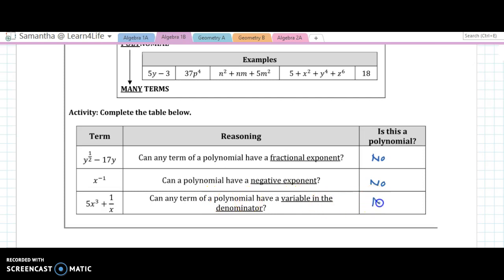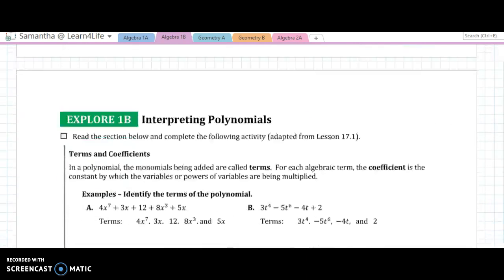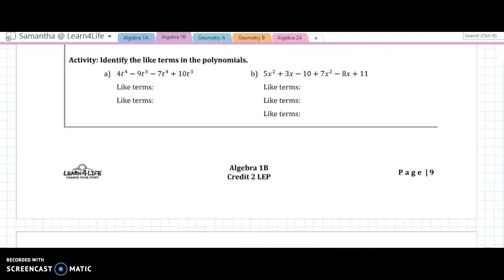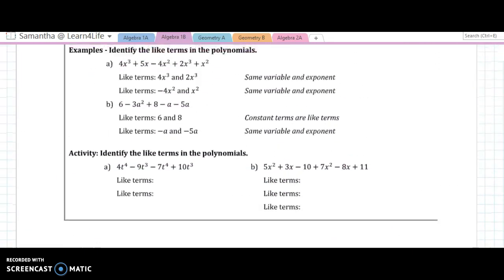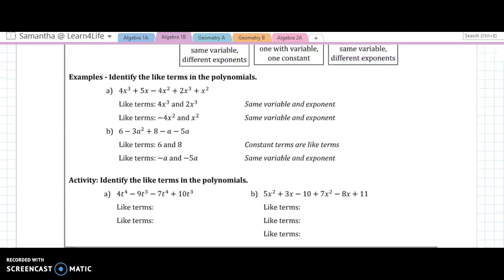We learned in the previous credit that whenever you have a variable in the denominator, it means that it has a negative exponent. So these two things are kind of the same thing. x to the negative 1 is 1 over x. So none of those things can happen in a polynomial. If you're going through this video on your own, make sure that you pause the video and read through some of these examples, and I'll do this activity with you.